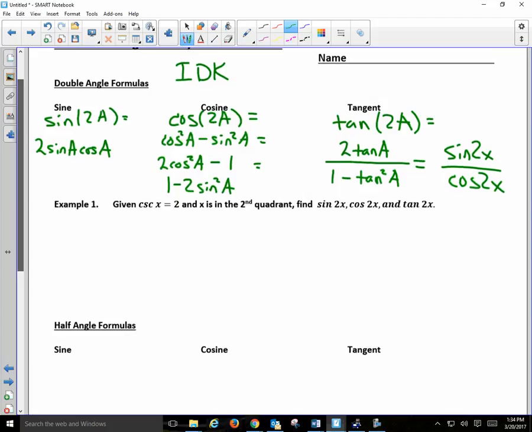Now, I could prove every single one for you, but that would take us a lot of time. So for example, here, if you wanted to get rid of the sine squared and put in 1 minus cosine squared, you would get the formula below you.